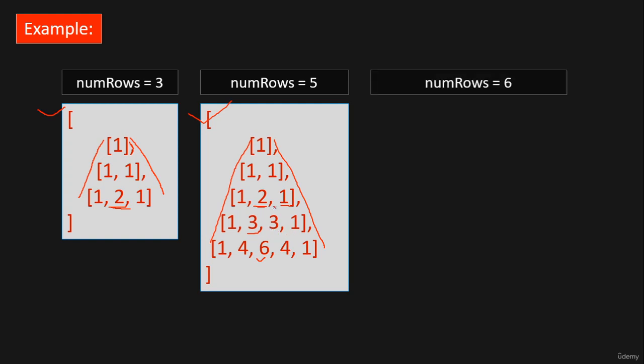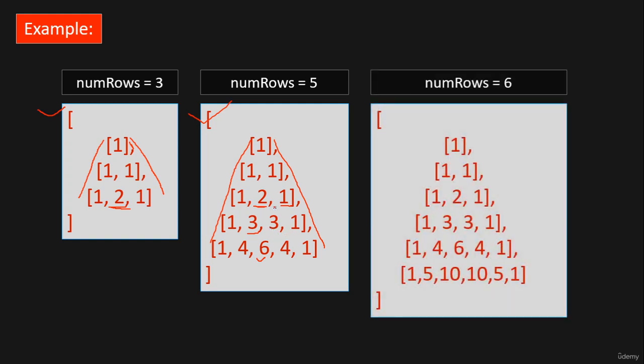If you're given numRows equals 6, then we have to return this Pascal's triangle. For the first 2 rows, we have 1, and 1, 1. All the values on the left and right edges are 1, and the values inside are generated by adding the top 2 elements of the previous row of Pascal's triangle.